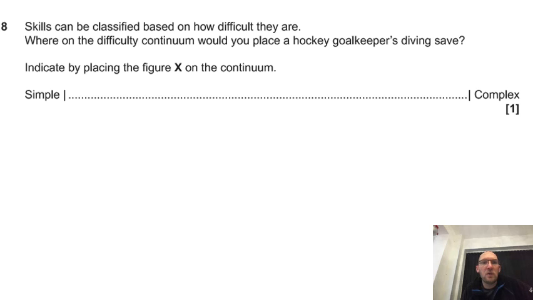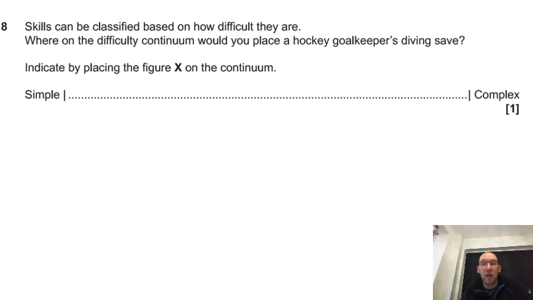Number 8, skill can be classified based on how difficult they are. Where on the difficulty continuum would you place a hockey goalkeeper's diving save? Indicate by placing the figure X on the continuum. So many recognise that this skill is predominantly a skill towards the complex end of the continuum, showing that they understood how different decisions might be made by a goalkeeper to be able to save the ball.